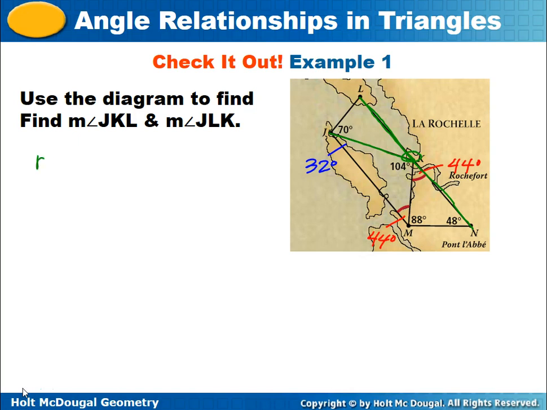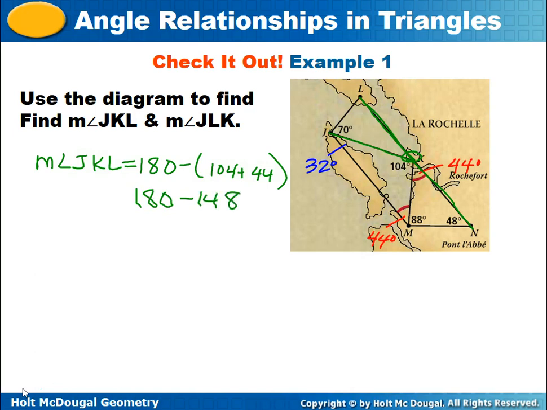So the measure of angle JKL is equal to 180 minus, again, I'm going to add those two together, the 104 plus the 44. That's going to be 180 minus 148. So this angle is equal to 32 degrees. So that's what this angle is, 32 degrees.